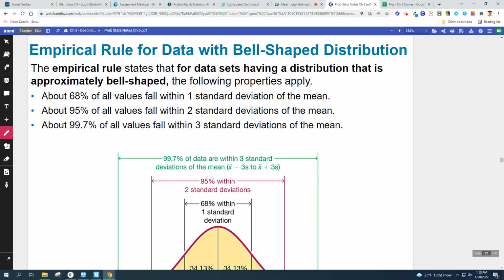Empirical rule for data with bell-shaped distribution. The empirical rule says that for data sets having a distribution that is approximately bell-shaped, the following properties apply. Okay, now wait a minute. Empirical rule is going to be really useful, but you need to understand that it only applies with bell shapes. If it's not bell-shaped, you got to use something else. So this empirical rule will be useful if it's bell-shaped data.